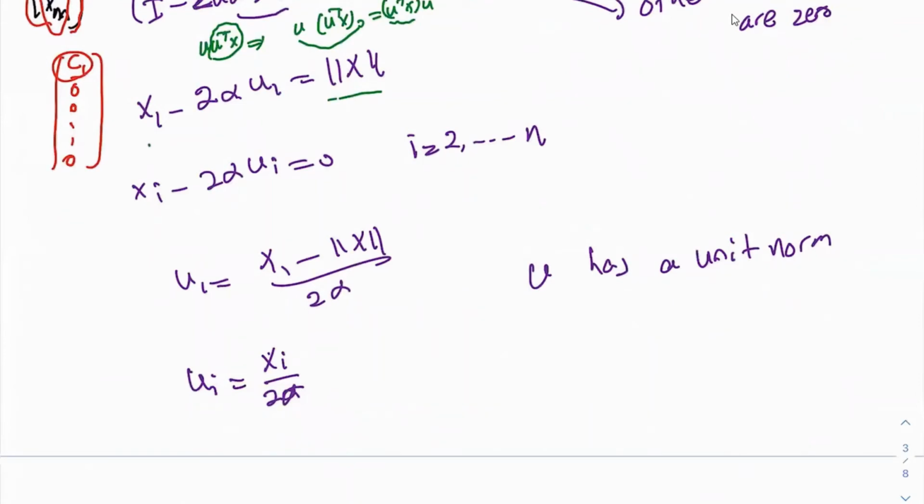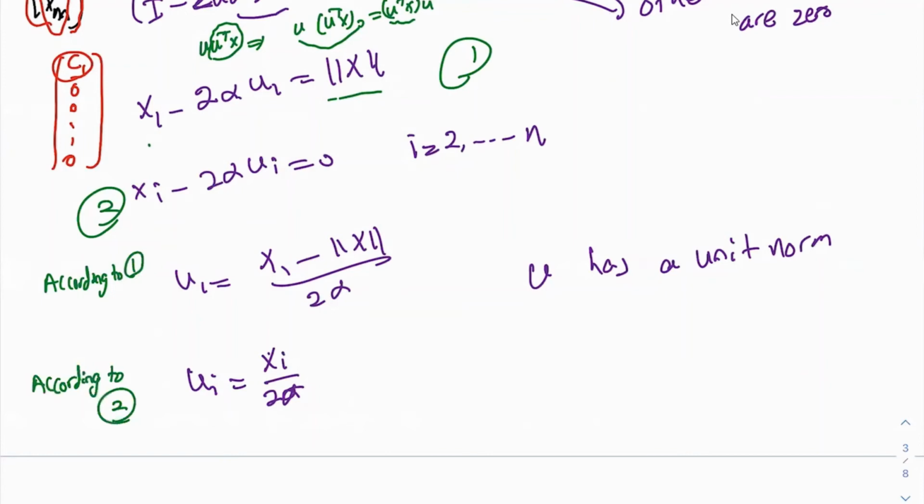Okay, you have to be clear on that. So u1 is equal to x1 minus norm of x divided by 2 alpha, and ui is equal to xi over 2 alpha. So u1, I get it from equation 1, and ui, I get it from equation 2. Okay, so according to 1, according to 2. But we know something else as well.